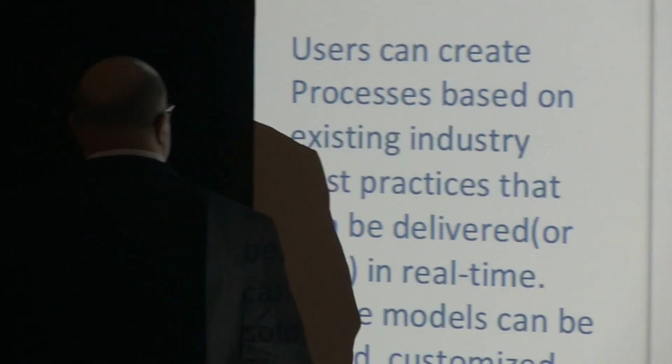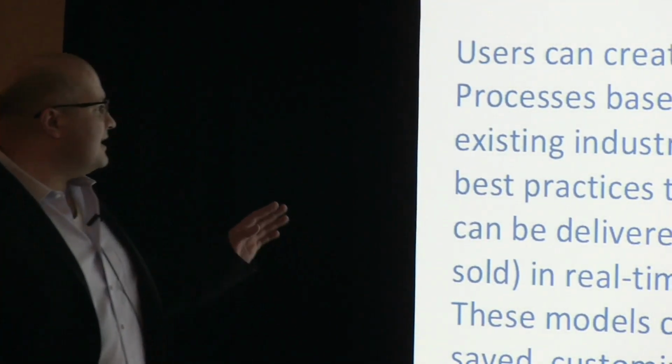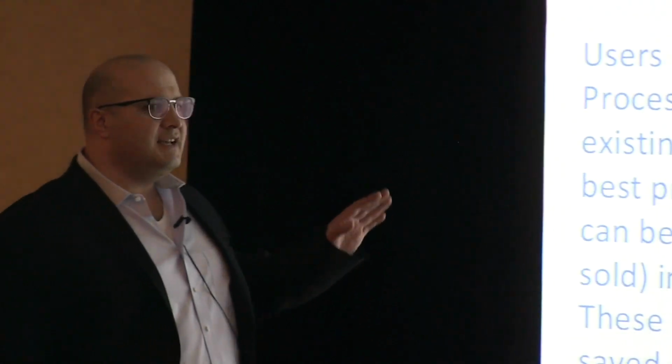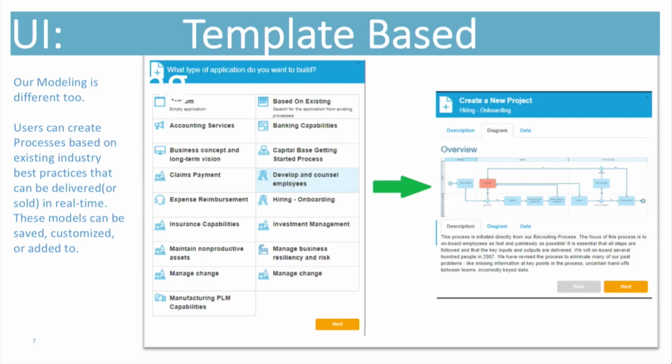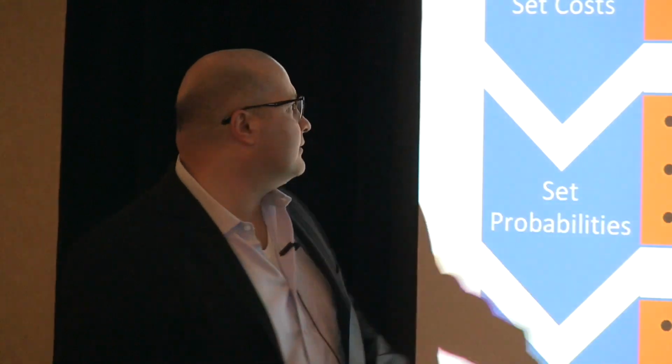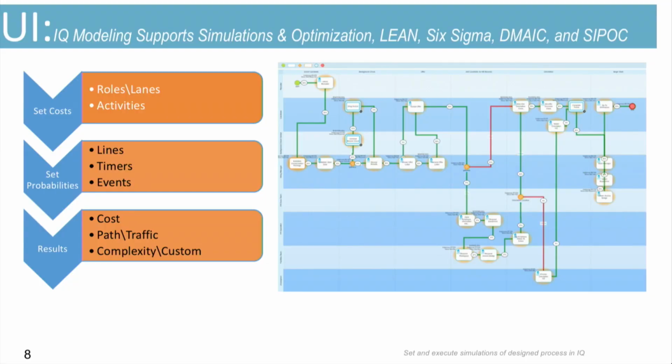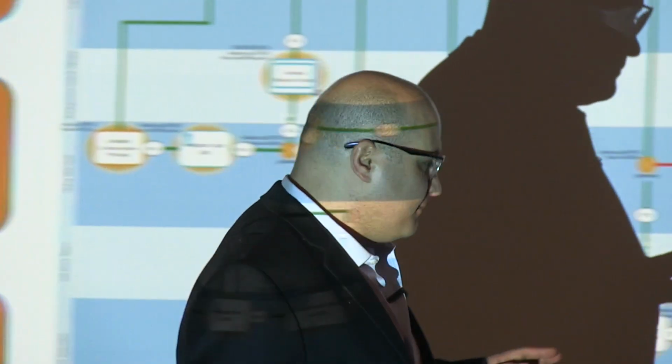So our modeling is a little bit different too. Users can create process based on existing industry best standards and align those with industry standard data models. So you can come over here, choose from a set of templates, and these templates then turn around and become executable processes within minutes. So our modeling supports simulations and optimization, Lean Six Sigma, DMAIC, and all the schmancy soups.